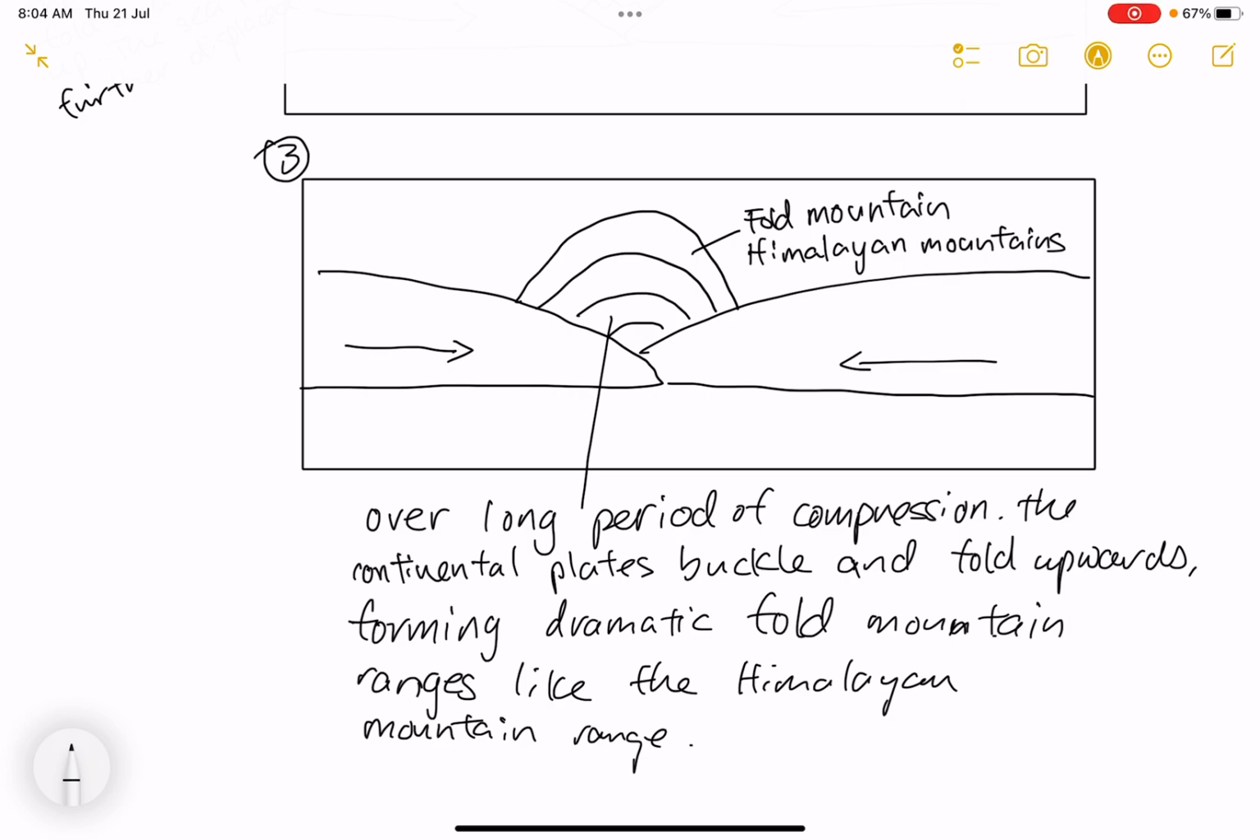So this is what you end up with. The final component and final annotation would be describing what happens over a long period of time with continued compression. What will happen to the plates? The continental plates will buckle, they will fold upwards, and they will form very dramatic fold mountain ranges. The example given here is the Himalayan mountain range.